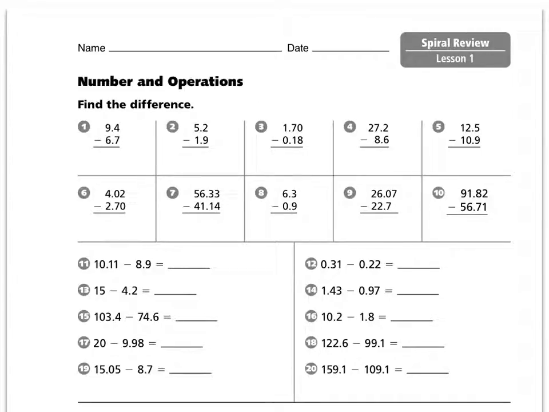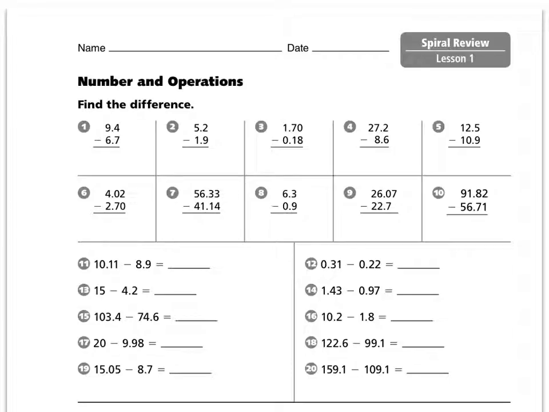Let's look at Chapter 11, Lesson 1 review. Find the difference. You can see that they decided to line up the decimals because when you add or subtract, the decimal goes straight down. You have 9 and 4 tenths minus 6 and 7 tenths.